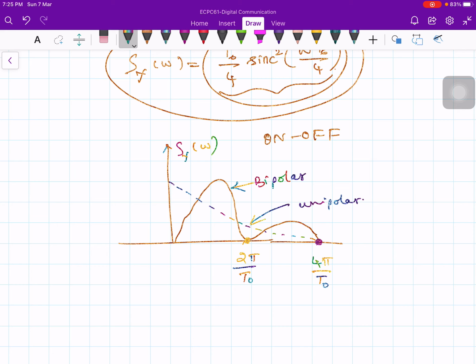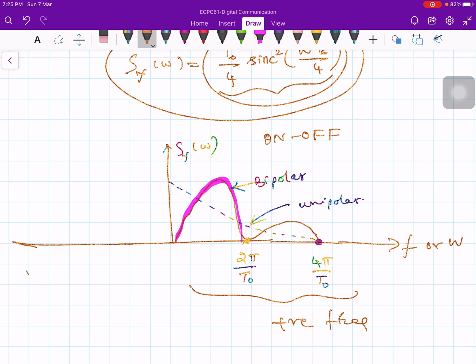Okay, and this one is the main lobe. Let me highlight, this is the main lobe of the sinc square function. Here I have plotted only for positive frequencies. This is frequency, or you can say omega, and here I have considered only positive frequencies. Similarly, if you plot for negative frequencies, you will get the symmetry of that. So I did not plot the negative frequencies here.